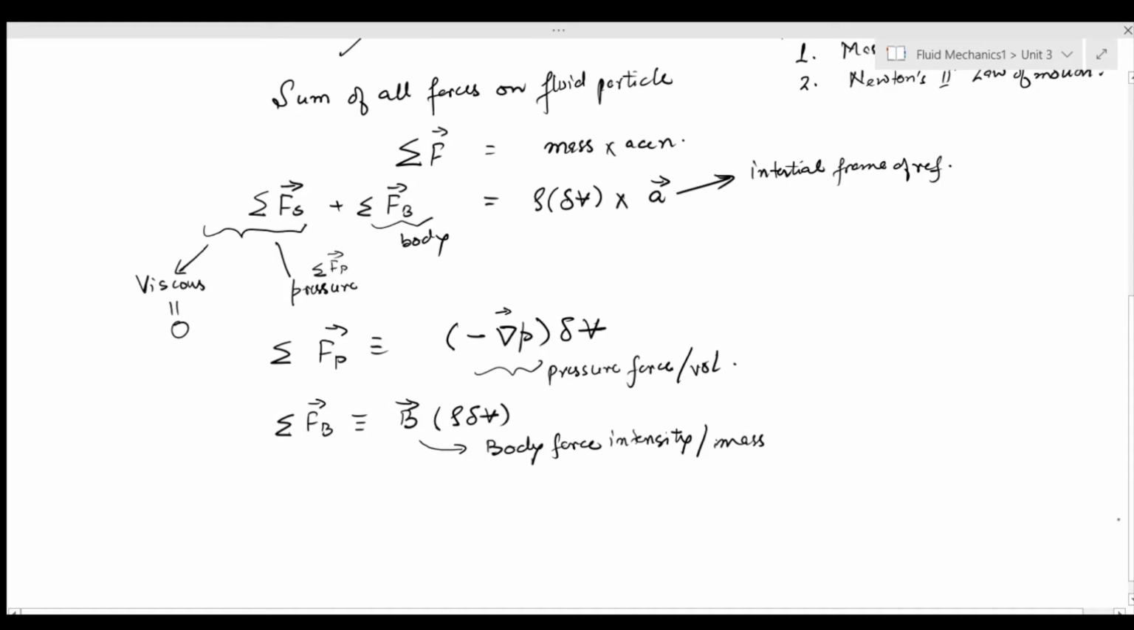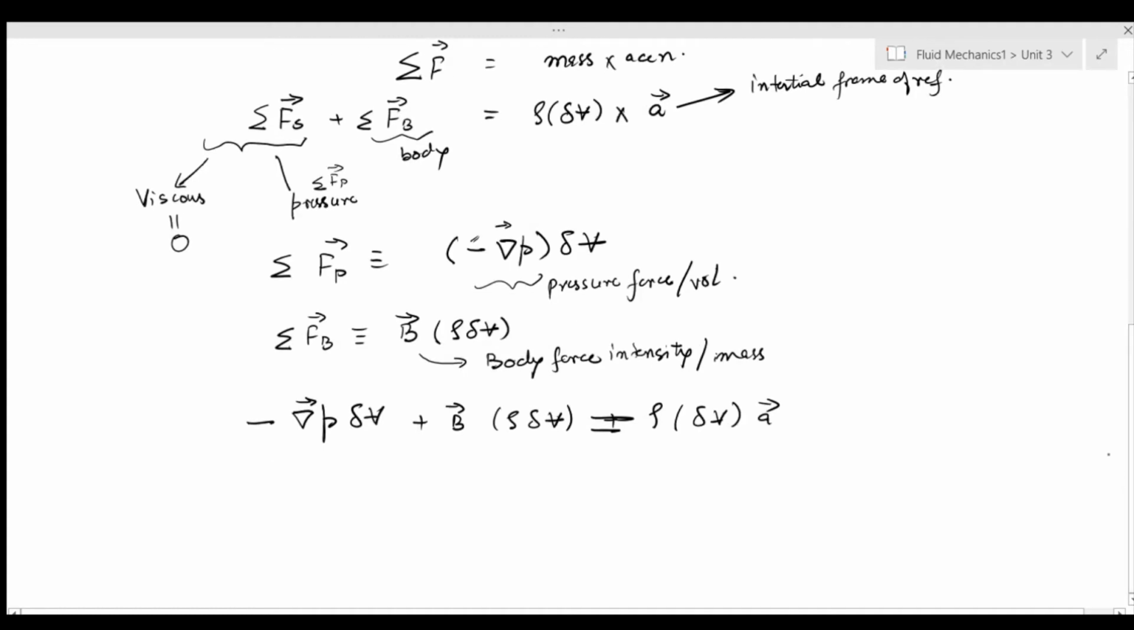If I put these things back in my equation above, then I would get minus del P times volume, and this minus sign is for the pressure force, since pressure is compressive in nature, plus B rho del V, equal to rho del V times A.